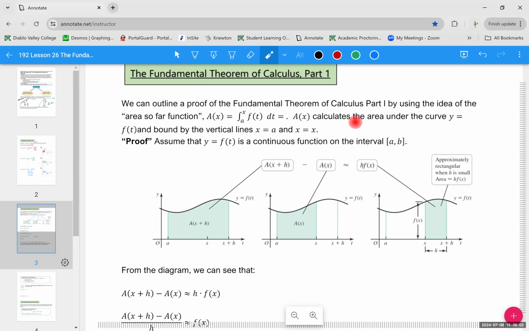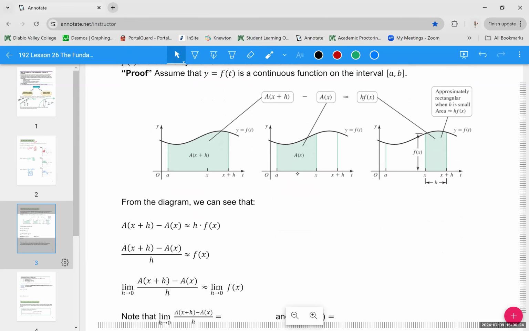Okay, so A of x calculates the area under the curve f of t. There's my f of t. Okay. And the area is going to be bound. In the last example, I started at 0. In this example, we're just going to start at some constant. We'll call it a. And then it ends at x, whatever x you put in. Okay. All right. So let's start by looking at this picture.